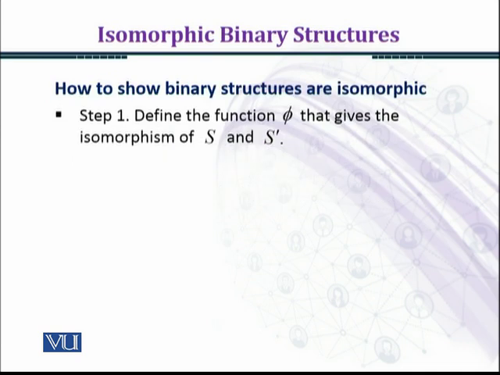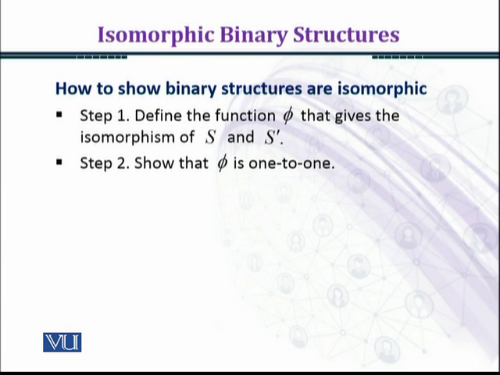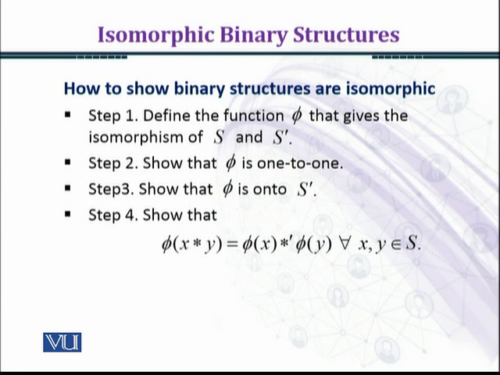Now we discuss when two binary structures will be isomorphic. We can divide this into 4 steps. Step 1, define the function phi that gives the isomorphism of S and S'. In the second step, we shall show that phi is one-to-one. In the third step, we have to prove phi is onto S'. And in step 4, we shall show that the homomorphism condition phi(x star y) equals phi(x) star' phi(y) holds for every x, y in S.